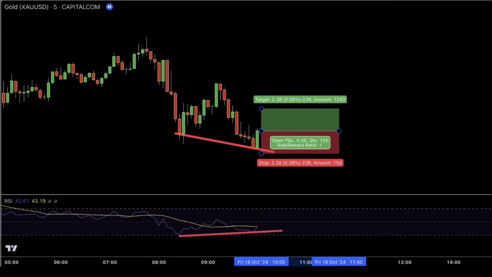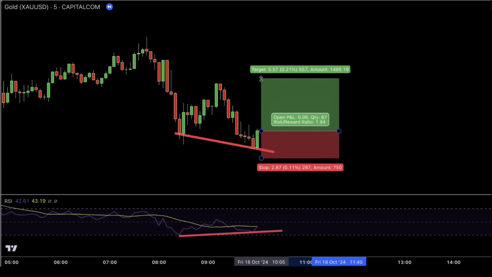Entry, at the close of the bullish engulfing candle. Stop loss, just a few pips below the low of that candle. Take profit. At the next key resistance level, aiming for a 2-to-1 reward to risk ratio or better.